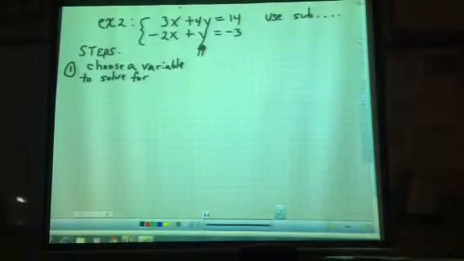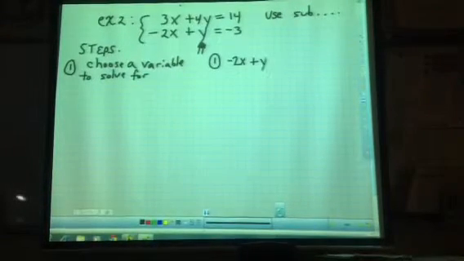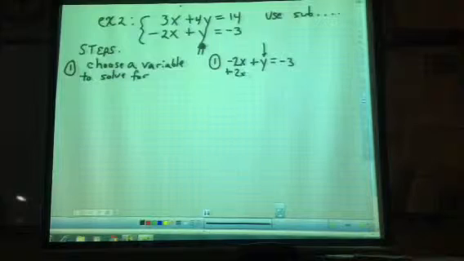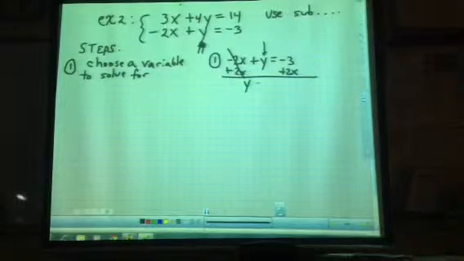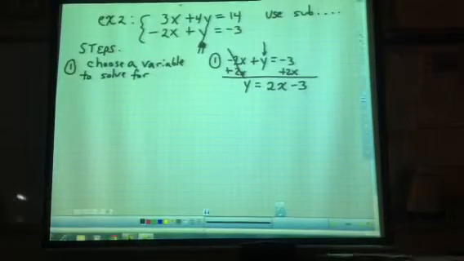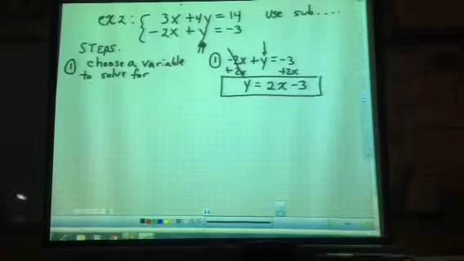So I copy this down, and this is step 1. I go negative 2x plus y equals negative 3. To solve for this y right there, I would just add 2x to both sides. Add 2x. The x's cancel, and I'm left with y equals negative 3 plus 2x, but I personally prefer to write 2x minus 3. I'm going to put a box around that, so I'm going to ask you to put a box around that, because we're going to come back to this later on.